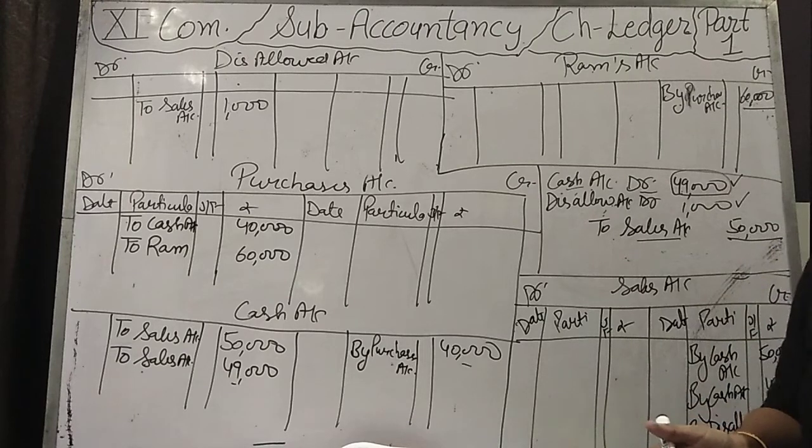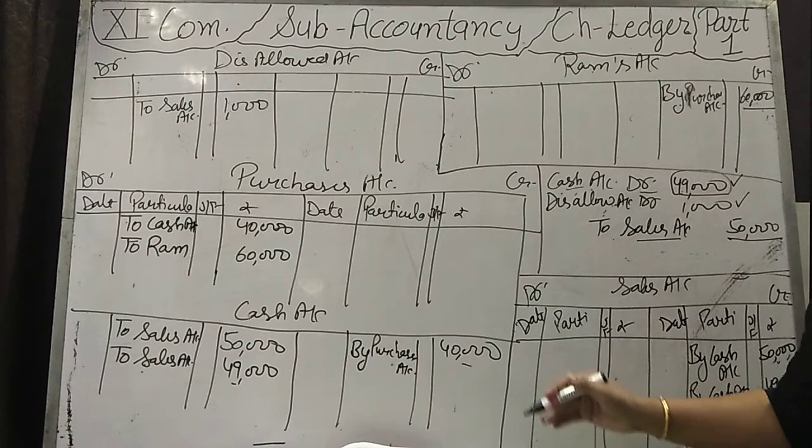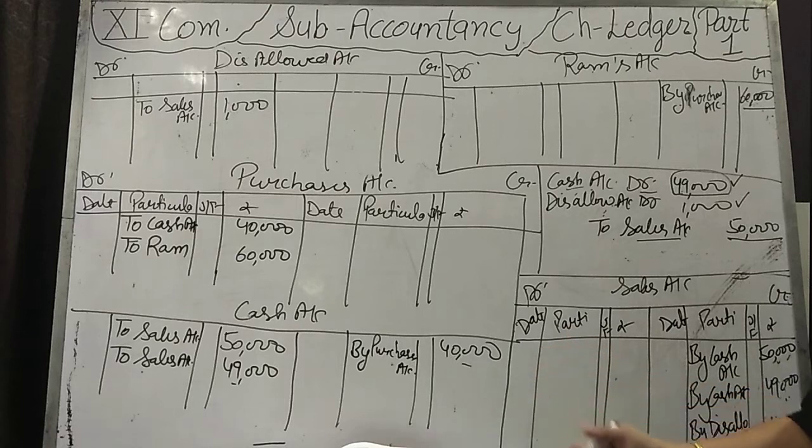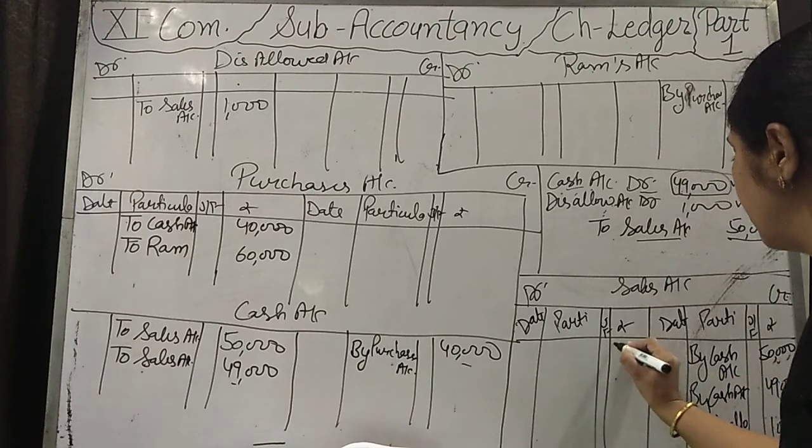And how will you close the account? Do the total of both sides, and the difference of both sides is known as balance carried down. And the difference you will write on which side? Like we have to close this sales account, then there is no amount in the debit side, then the total of the credit side is 50 and 50, 1 lakh. So we will write here 1 lakh.